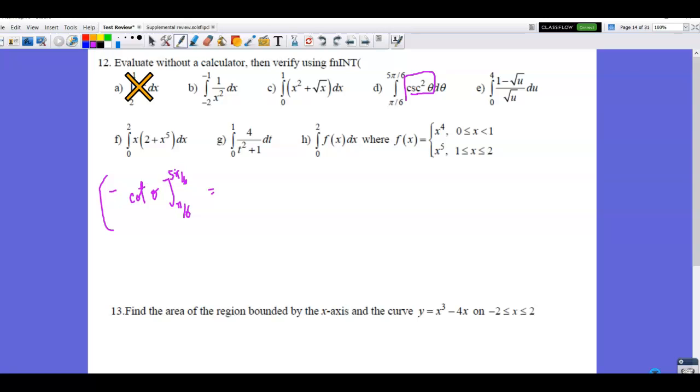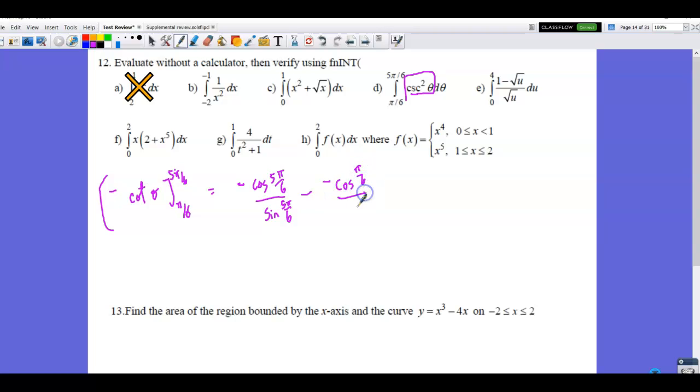Okay, so let's try that again. Upper bound minus lower bound. So that would be minus cosine of 5 pi over 6 over sine of 5 pi over 6. So that would be substituting in the upper bound. So there's the negative cotangent. And then minus, from FTC part 1, the opposite of cosine of pi over 6.